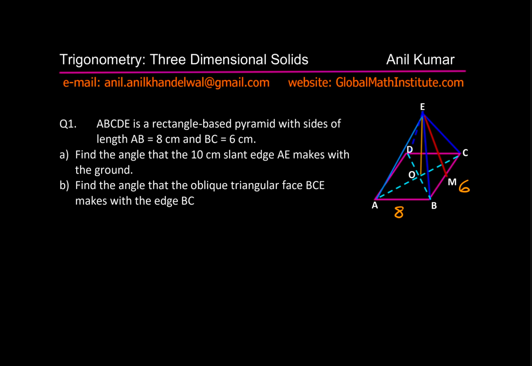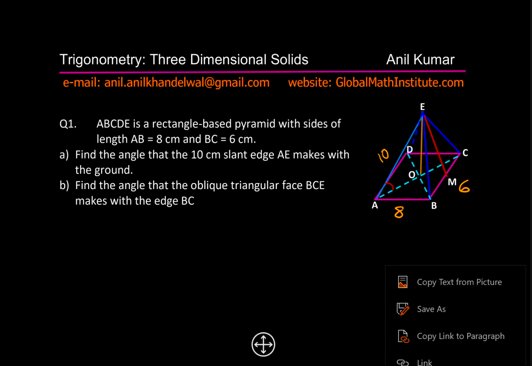Find the angle that the 10 centimeter slant edge, now this is the edge AE, which is 10 centimeters, makes with the ground. Okay, so all dimensions are in centimeters. So which is that angle which it makes with the ground? Now the angle which it makes with the ground is right here, this angle. So this is the edge and that's the ground. So to find this angle, what we normally do is we can use the diagonal itself and the edge and can find this particular angle. I hope that question part is clear to you.